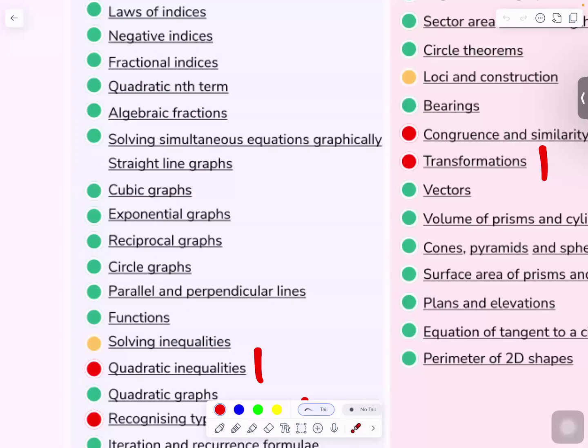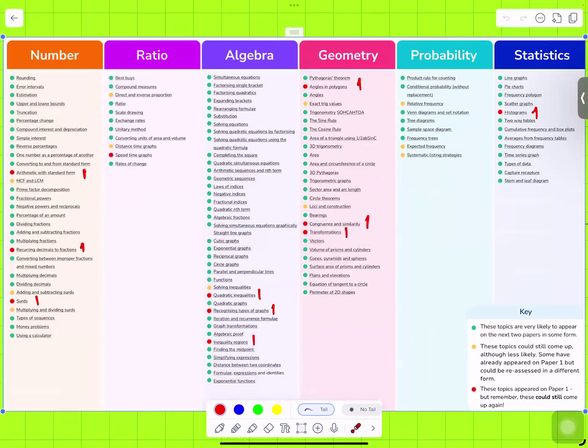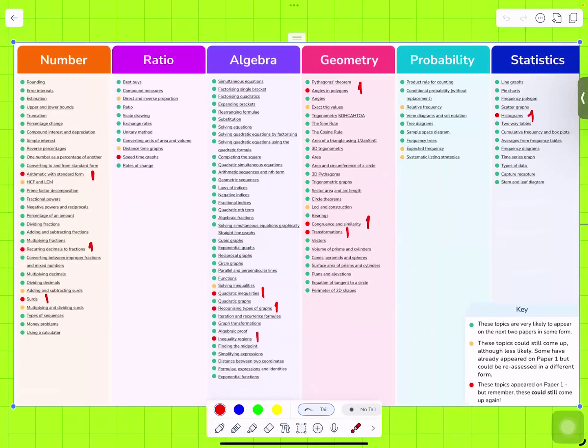Don't forget algebraic fractions. They do come where you have to simplify them. And then solving simultaneous equations. And which other one that I can see?